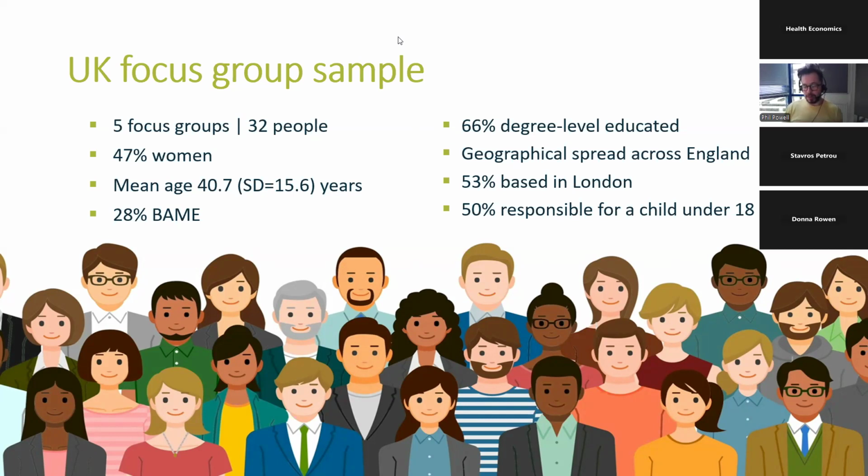Another key thing was that we did have spread across England. So we did, as you might imagine, have quite a concentration within London. So half of our sample was based within London, but for the other 50%, we had at least one person in all the different regions of England. And we had that 50-50 split about whether they were responsible for a child aged under 18 or not. So there was a bit of heterogeneity and spread in terms of key characteristics within the sample.